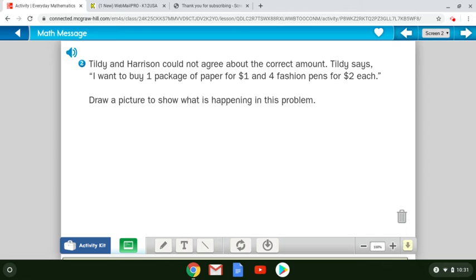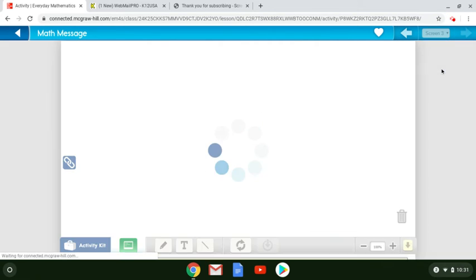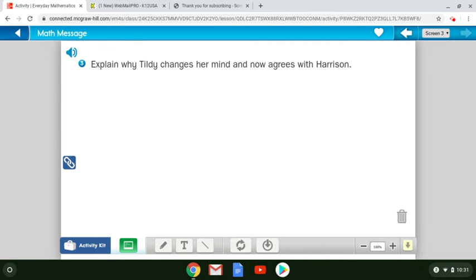So you're going to go ahead and read this problem and draw a picture out to show what's happening. And remember, you can pause at any time. Once you've completed that, then you're going to move on to screen 3. And you're going to answer that question.